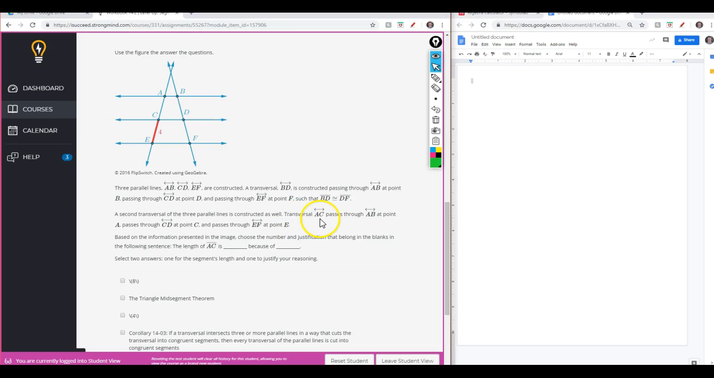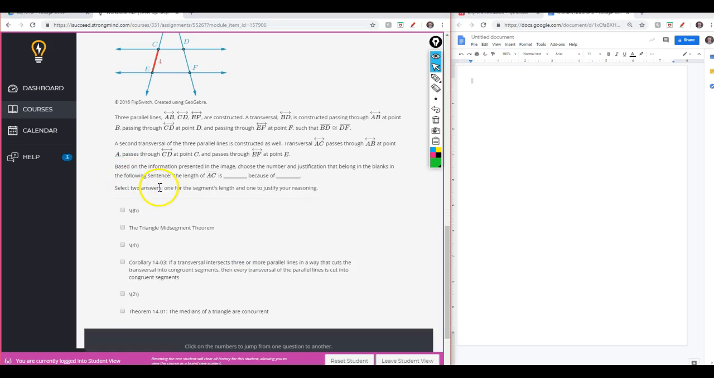Transversal line AC passes through line AB at point A, passes through line CD at point C, and passes through line EF at point E. Based on the information presented in the image, choose the number and justification that belong in the blanks in the following sentences. The length of segment AC is blank because of blank. Select two answers, one for the segment's length and one to justify your reasoning.